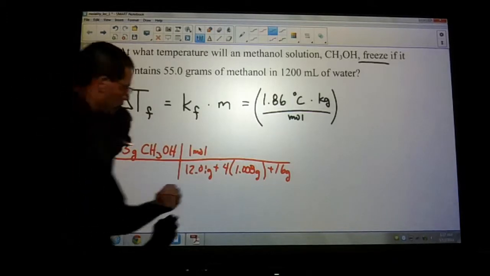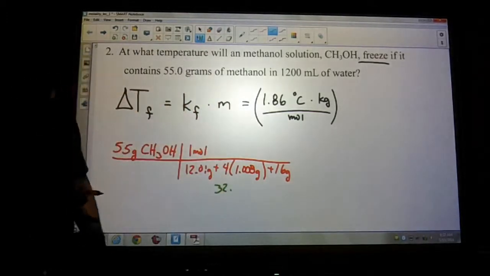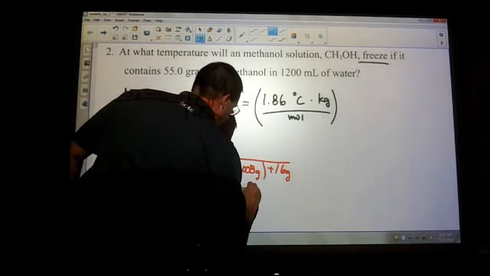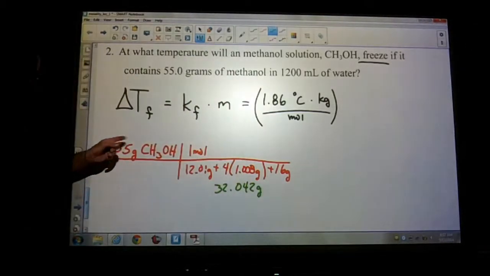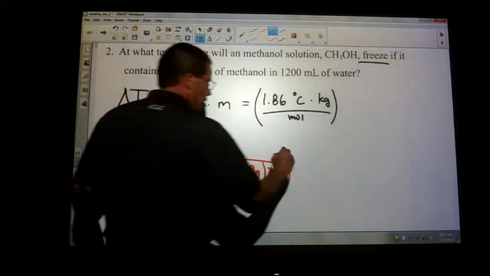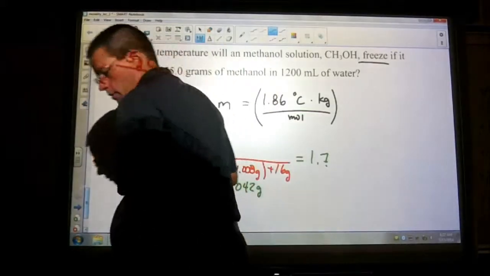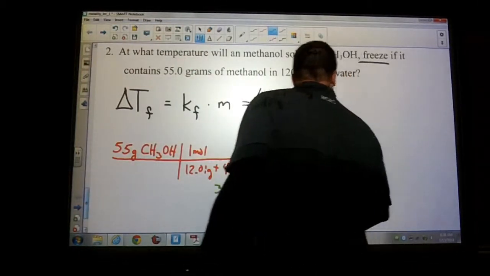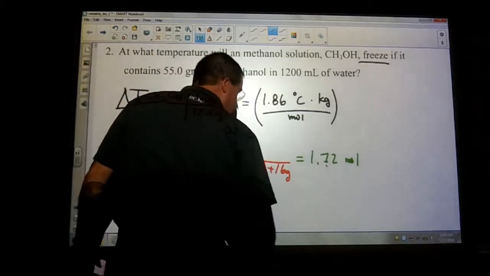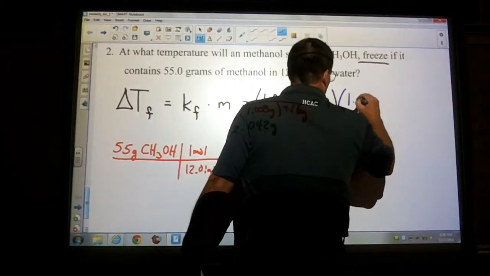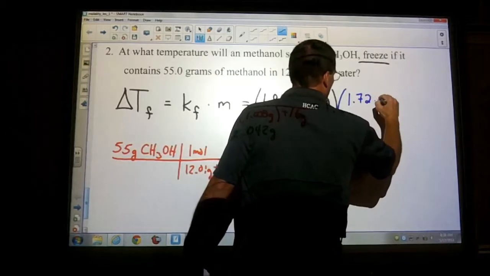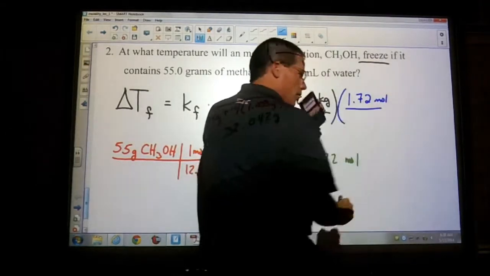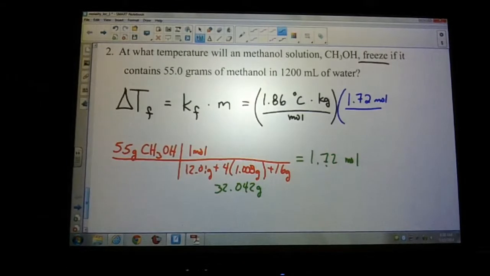Then this molar mass is 32.042. So we'll take 55 divided by that. And that equals 1.7, we'll say 1.72. And that's moles. Okay, so now we have in our equation up here 1.72 moles. Now, of course, you wouldn't retype that. You have that in your calculator, so you can quickly retrieve that.